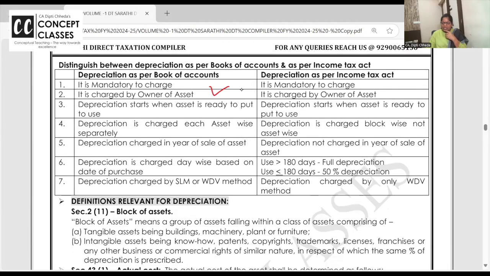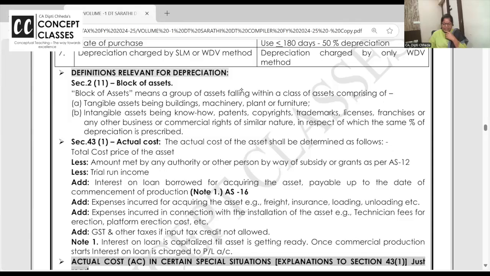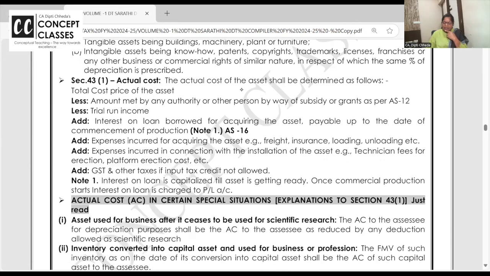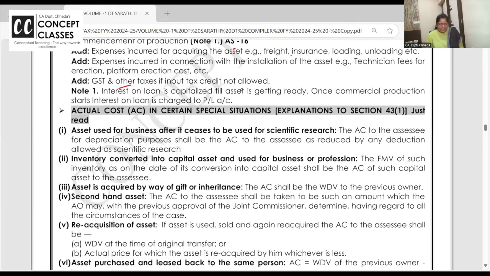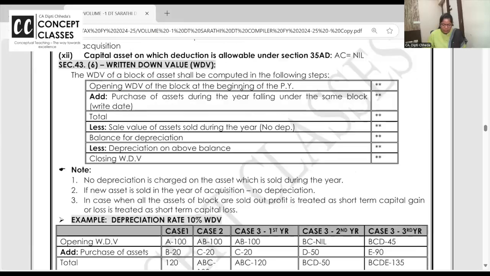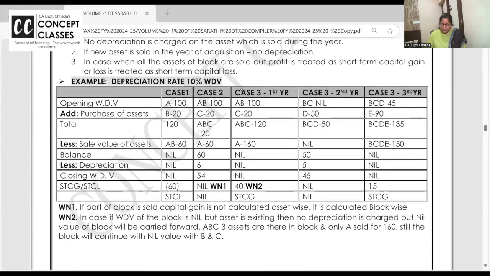In books, how do you charge in income tax? This is for your understanding. If there is any subsidy received, in the actual cost you reduce it. Trial run income, you reduce. Interest till the asset is ready to put to use, like AS16, capitalize. All other expenses related to the asset, capitalize. GST is added if you are not taking input tax credit. Okay? So the format I have told you.